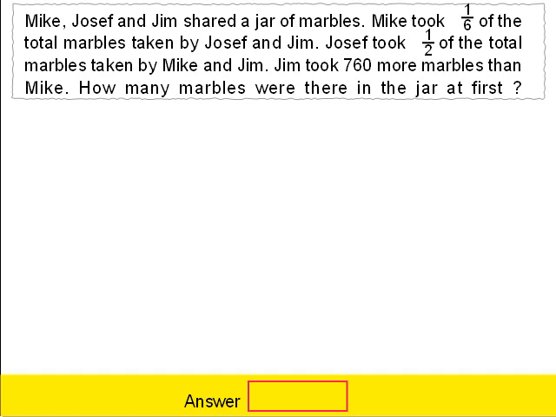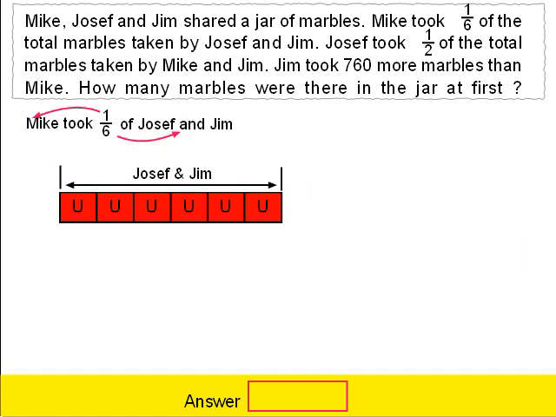Okay, looking at the statement, it says that Mike took 1/6 of Joseph and Jim. So that means the denominator 6 represents the total number of units taken by Joseph and Jim. So we draw 6 equal units to represent the total number of marbles taken by Joseph and Jim, and therefore this 1 unit is taken by Mike. So we join that in. Mike will take this. Alright, so total 7 units for the complete total number of marbles.